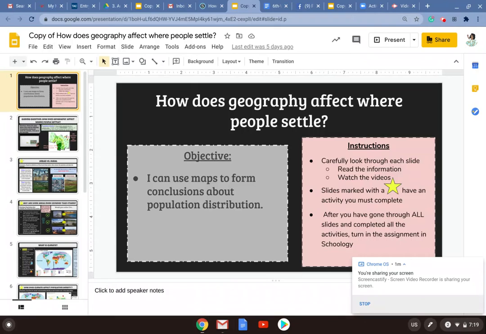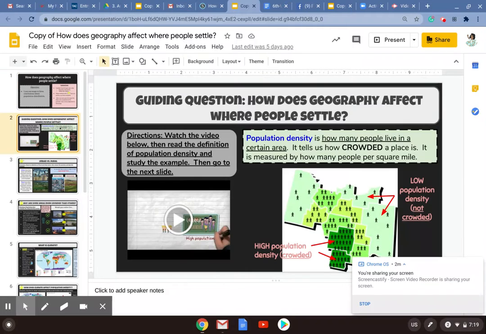So again, make sure you're reading. Carefully look through each slide, read the information, watch the videos, do the star activities, and then you're going to turn in to Schoology. Now, once you get to this slide, it looks like a lot, and it is, but you just dissect it. And so that's our guiding question: how does geography affect where people settle? Directions: you're going to watch the video below, then read the definition of population density, and study the example. Then go to the next slide.